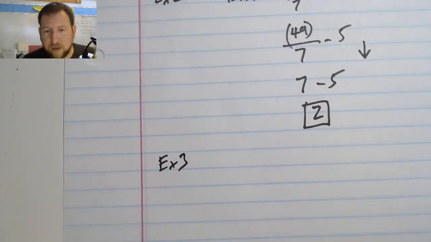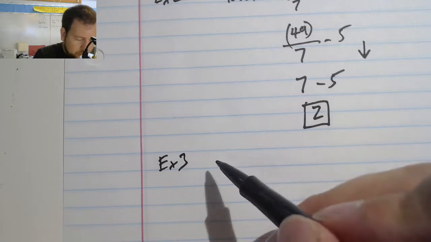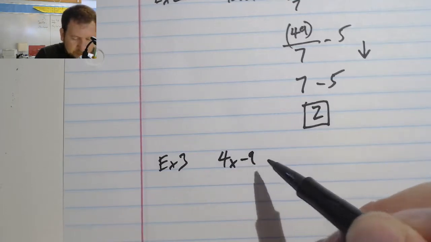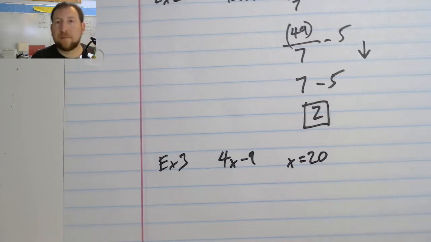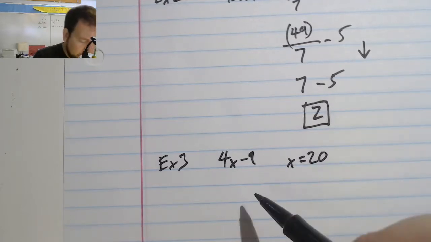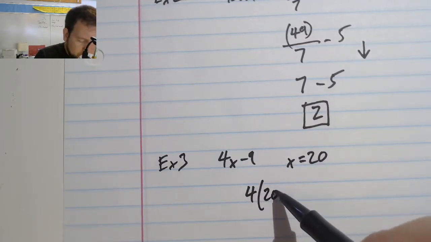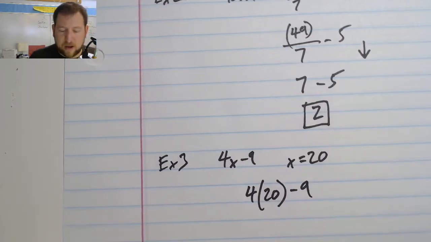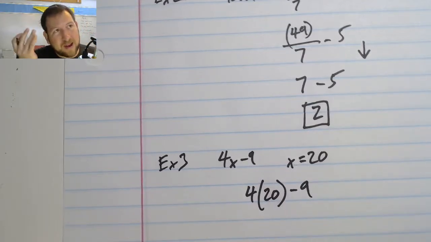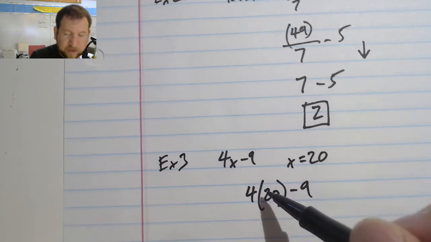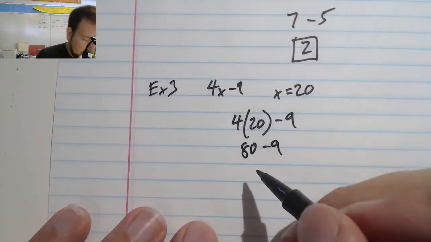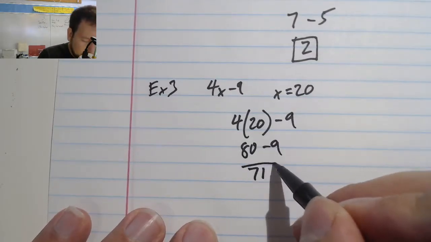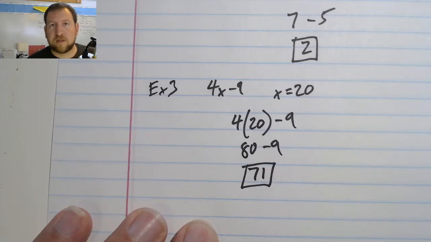Example 3. Here we'll take a look at 4x minus 9. x is equal to 20. Okay, I'm going to substitute it in just like I did before. 4 times 20 minus 9. 4 times 20, I can do that in my head if I remember the 0 rule. 4 times 2 is 8. Put the 0 back on. I've got 80 minus 9. 80 minus 9 is going to give me 71, which gives me my answer.